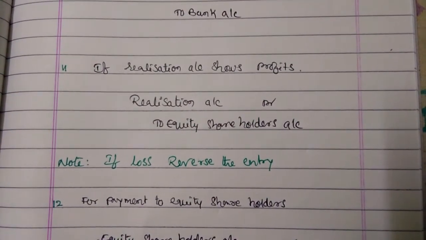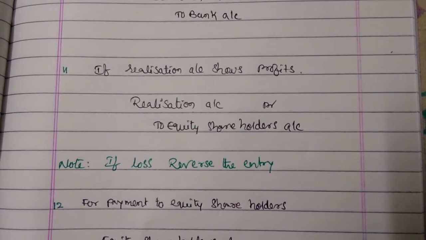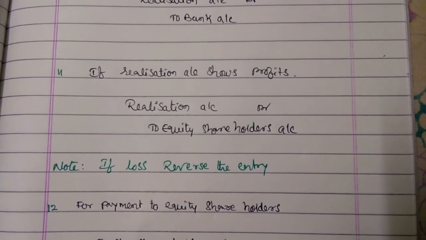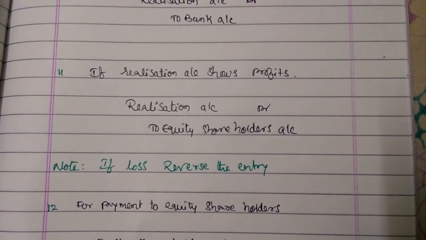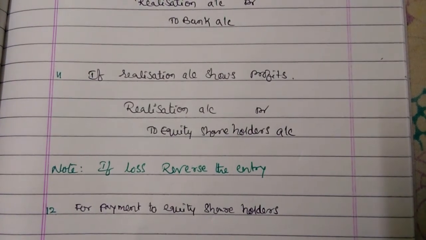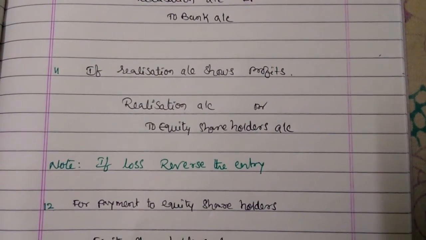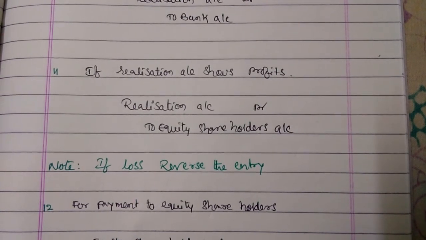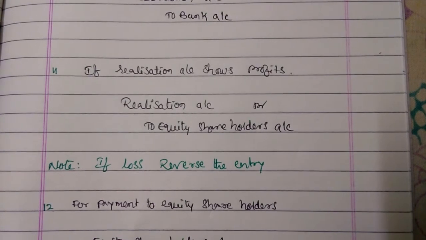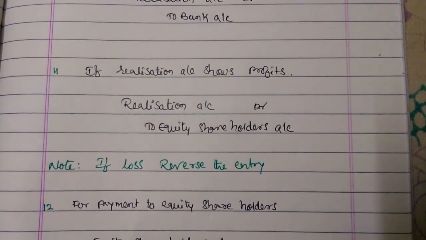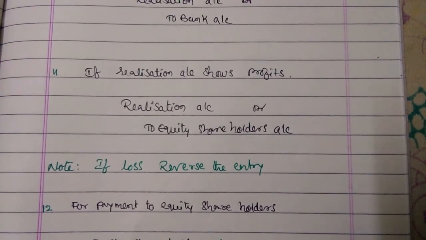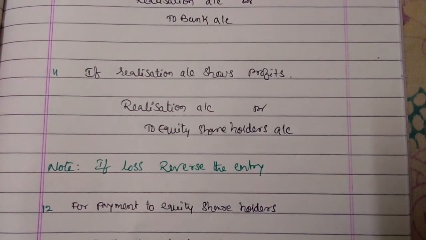If the realization account shows profit or loss after all the transactions, then if we discover a profit, the entry is realization account debtor to equity shareholders account. If loss, then reverse the entry, that is equity shareholders account debtor to realization account.